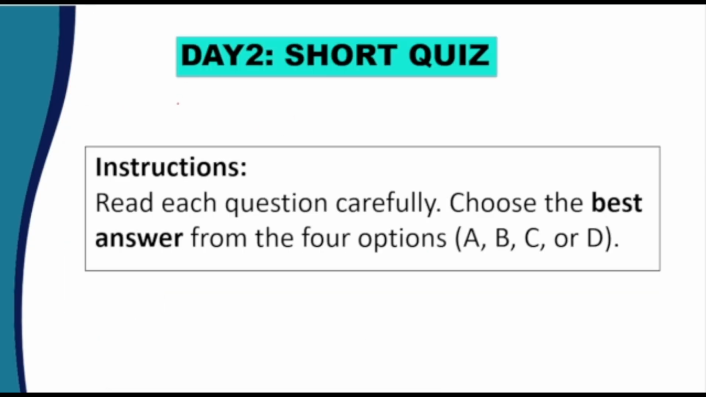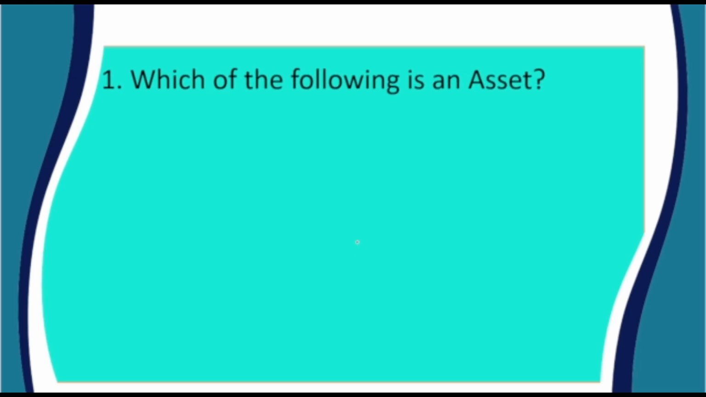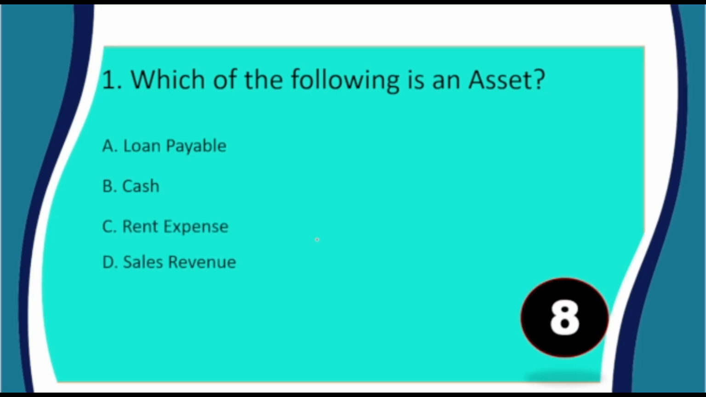Okay, now let's proceed to our short quiz. Day 2 short quiz. Read each question carefully. Choose the best answer from the 4 choices. Guys, you have only 5 questions and all you have to do is to select the best answer among the 4 choices. And you have only 10 seconds to answer. Question number 1. Which of the following is an asset? A. Loan payable, B. Cash, C. Rent expense, D. Sales revenue.